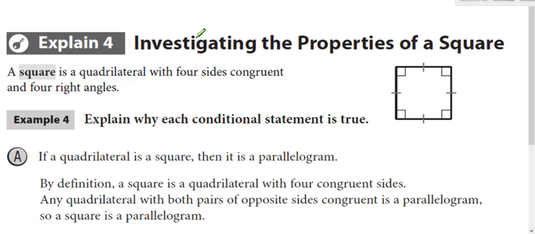So squares are special parallelograms. They're very special because they have four congruent sides and four right angles. Four congruent sides, that's like a rhombus. Four right angles, that's like a rectangle. So squares have all the parallelogram properties, all the rectangle properties, and all the rhombus properties.